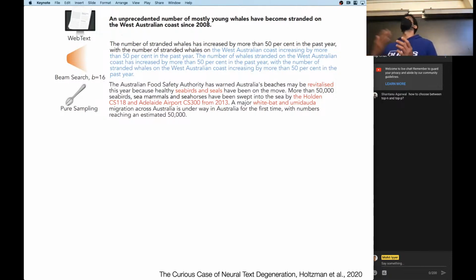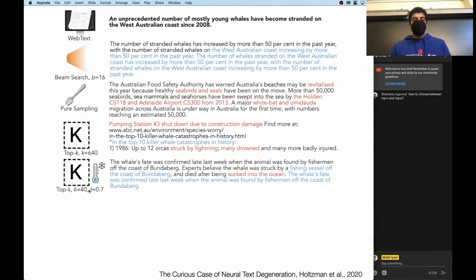And this is what happens when you do pure sampling. So you're not truncating the distribution, you're just sampling blindly from the full distribution. The Australian Food Safety Authority has warned Australia's beaches may be revitalized this year because healthy seabirds and seals have been on the move. This has some common themes: Australia is a theme, beach and coast maybe are similar, but in other aspects it's irrelevant. The red text here is marking things that are possibly irrelevant to the context. Now it starts talking about airports and airplanes and bats and so on. This is one of the issues if you're sampling from the full distribution and you pick something that has low probability at some point: you're going to stray away from the topic that you wanted to cover. So here's TopK sampling with different values of K.